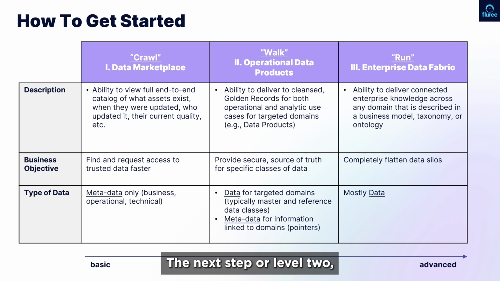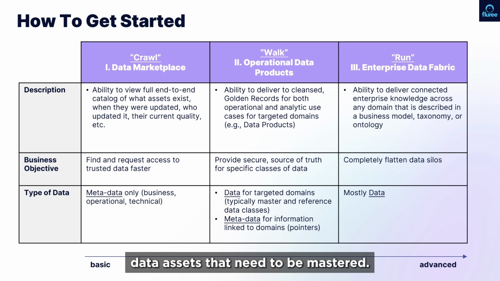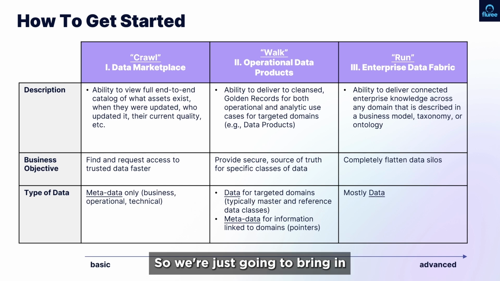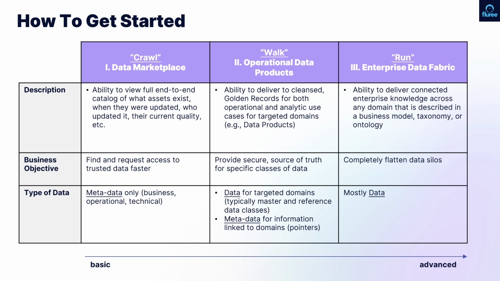The next step, or level 2, which is kind of the walk step, is where we're going to start to bring in data, but only certain facets of data. Maybe we're just going to bring in data assets that need to be mastered. So we're just going to bring in customer data, product data, account data, transaction data, certain things that require integrating them, merging them from multiple different sources to create golden sources of truth.